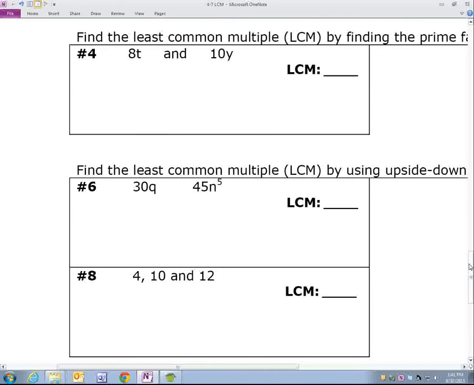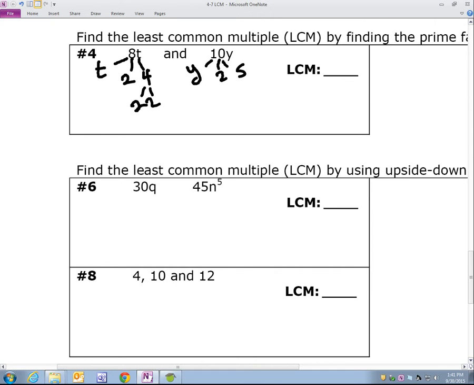Finding the least common multiple by prime factorization. I'm going to pull out this t right here. It's going to sit over there until the end. The y's going to go over here, and I got 2 times 4. And I got 2 times 2. And I got 2 times 5.